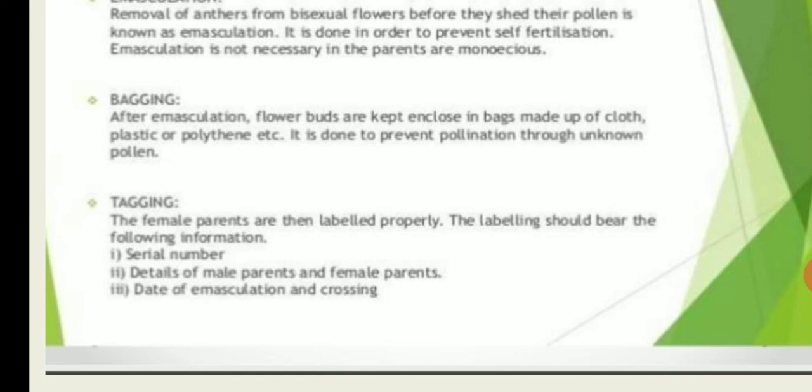After emasculation, flower buds are kept enclosed in a bag made up of cloth, plastic or polythene, etc. This is done to prevent pollination through unknown pollen. This is known as bagging. The female parent is then labeled properly, and the label should bear the following information: serial number, details of male parent and female parent, date of emasculation and crossing, which is known as tagging.